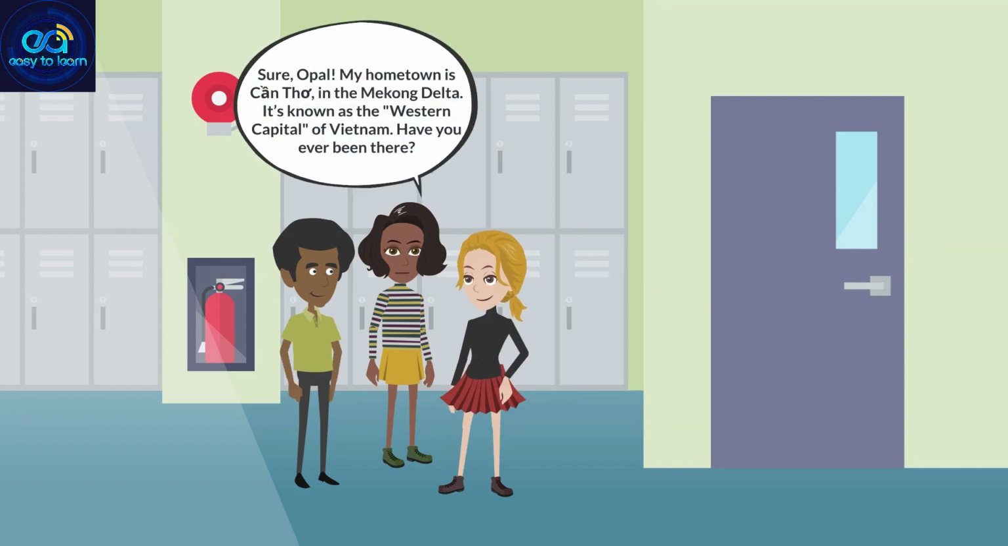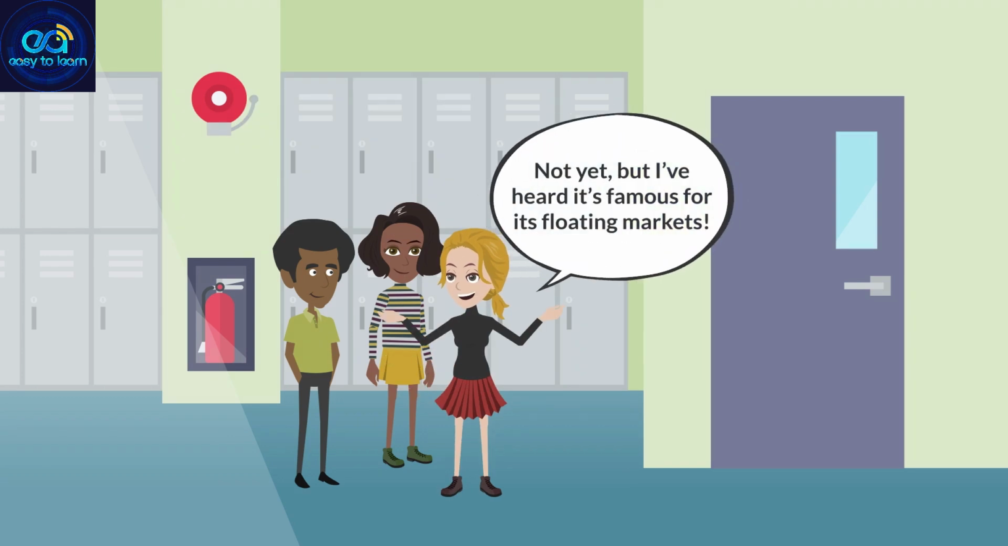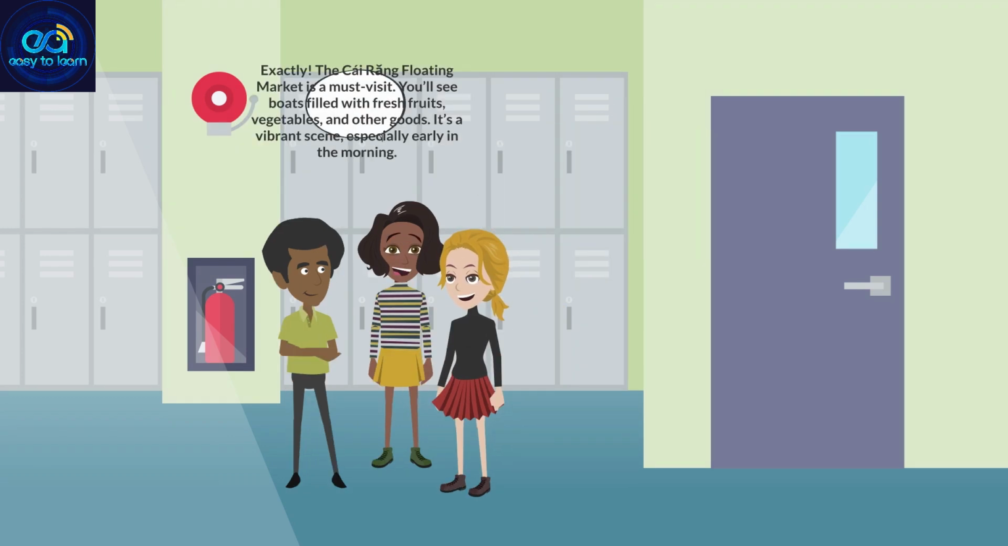Sure, Opal. My hometown is Cần Thơ, in the Mekong Delta. It is known as the western capital of Vietnam. Have you ever been there? Not yet, but I've heard it's famous for its floating markets.